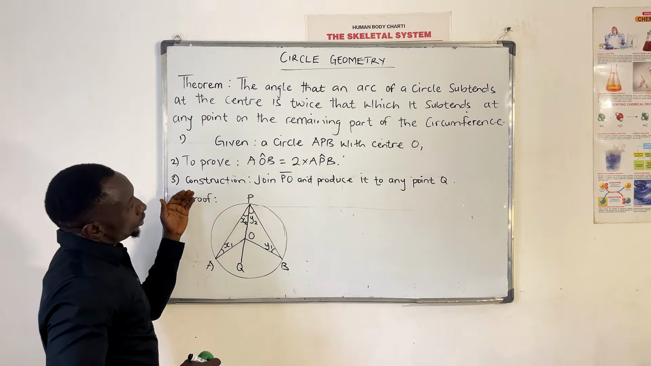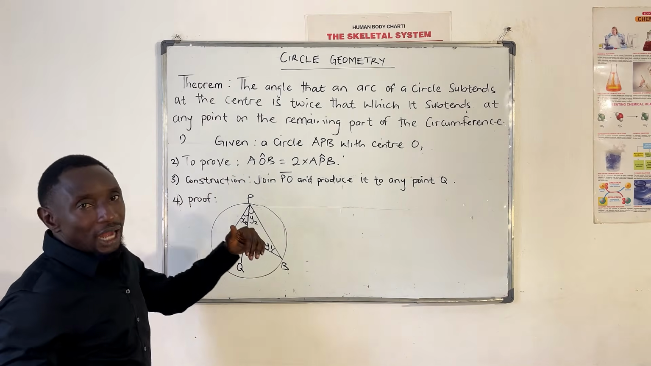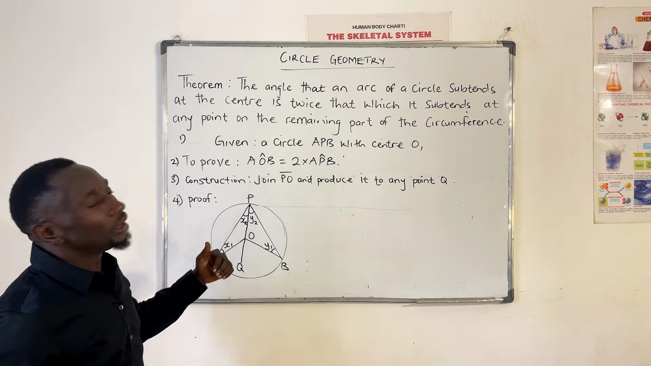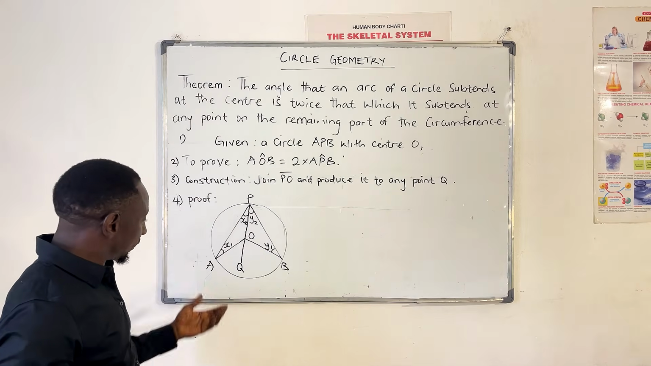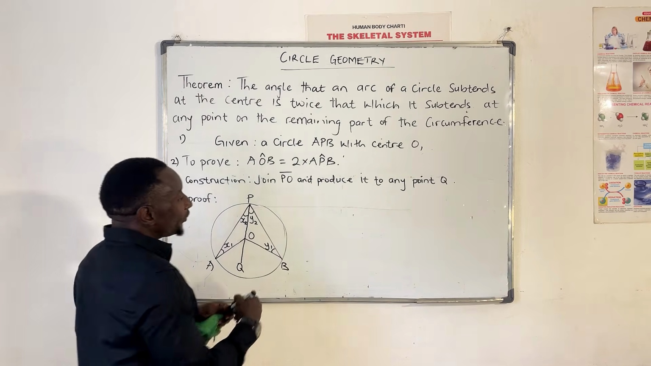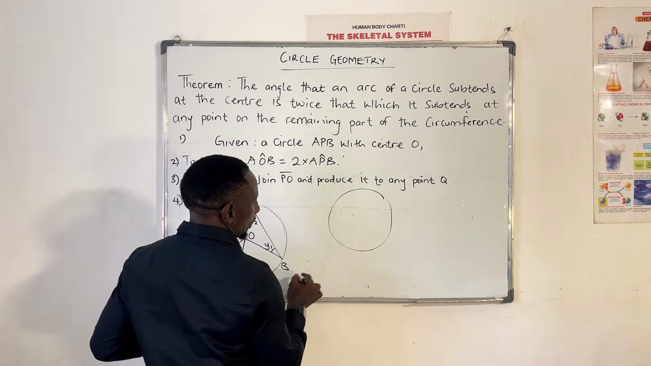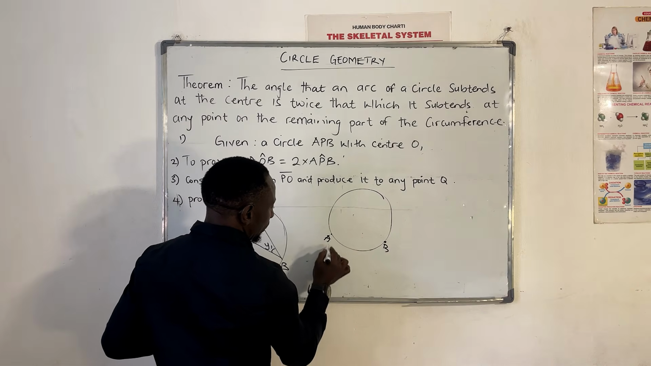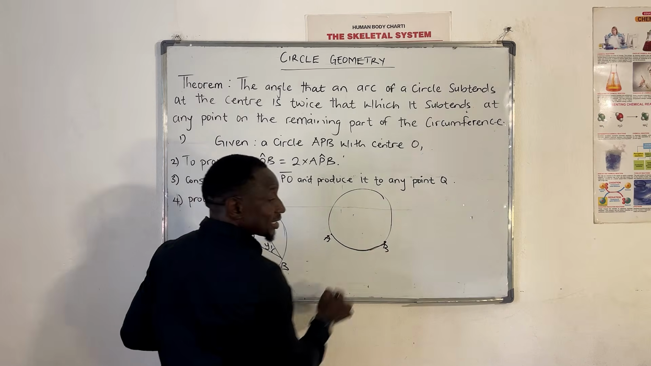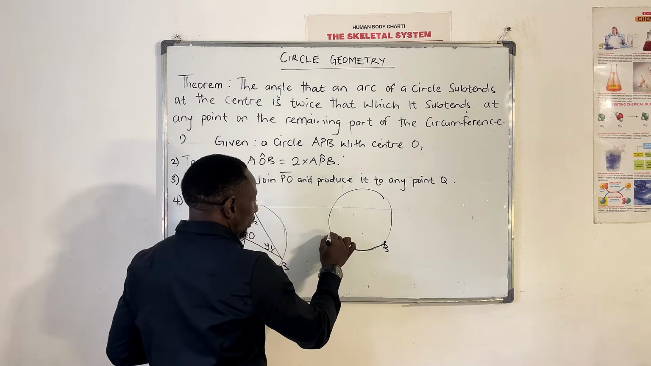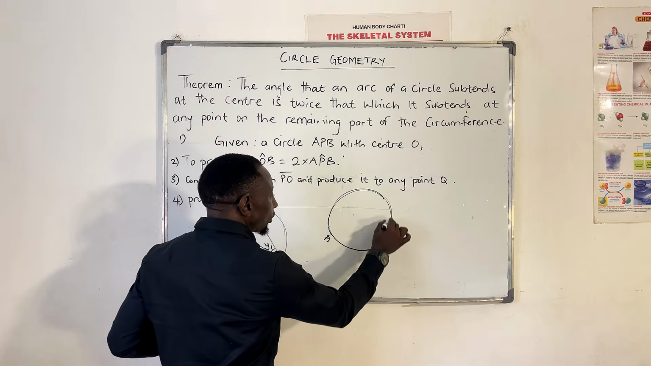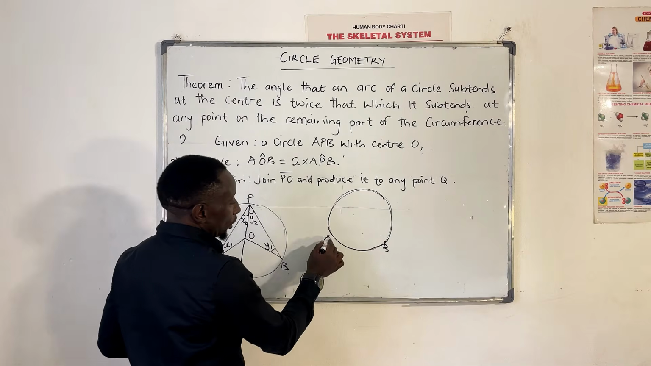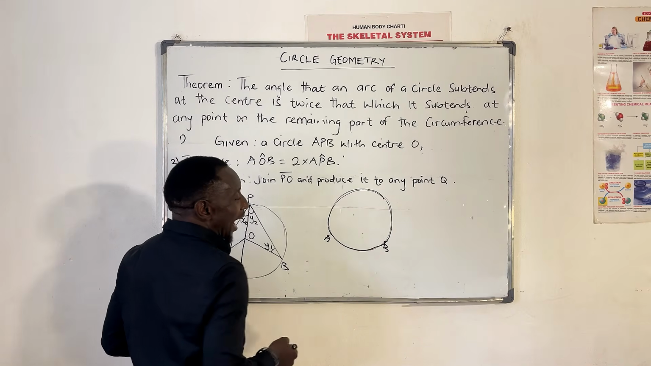Now, to show that the angle an arc subtends at the center is twice the one subtended at any part of the circumference, let's quickly look at what an arc is. If you have a circle like this, and I call this point A and this point B, from this point to this point is an arc. From this point to this point is also called an arc. So here I have a major arc and a minor arc.